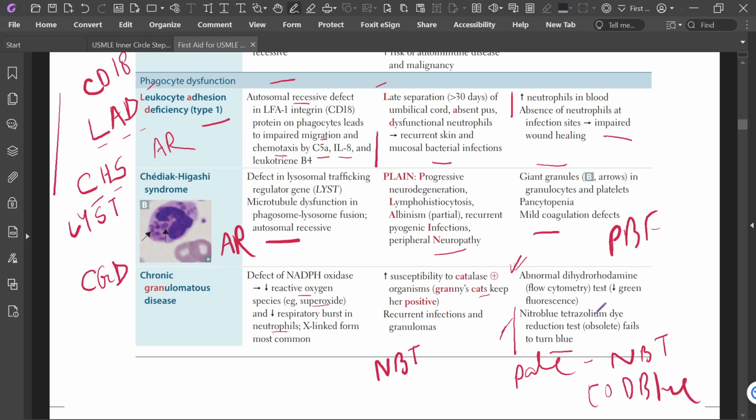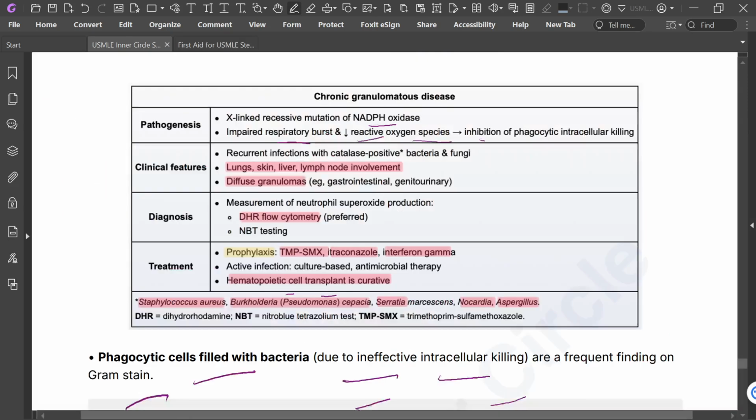shows reduced or absent fluorescence in patients with CGD. So these are the features of chronic granulomatous disease.